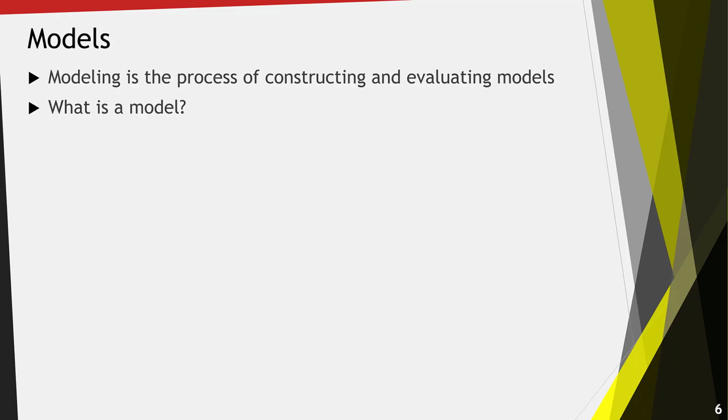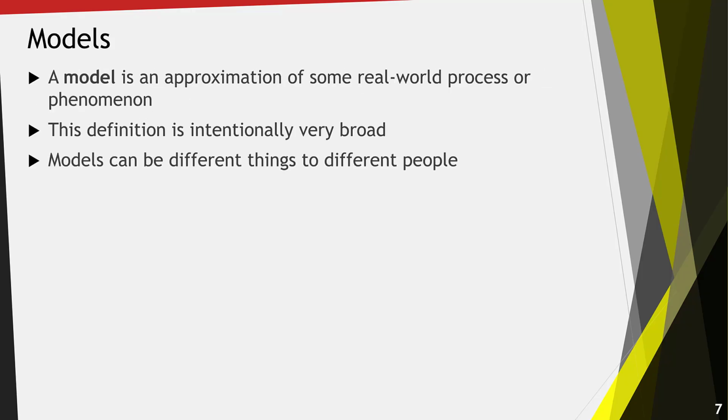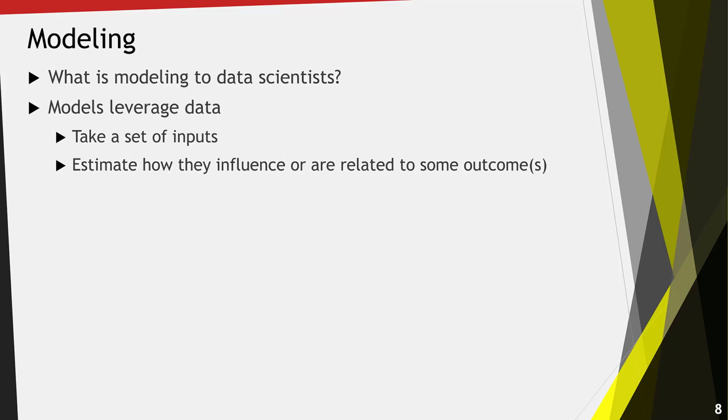So what exactly is modeling? It's the process of constructing and evaluating models. To understand what that means, we really need to know what we mean by a model. Very generally, a model is an approximation of some real-world process or phenomenon. This is a very broad definition, and models can mean different things to different people. A model in medicine or epidemiology is very different from a model in economics. So what are models to data scientists?